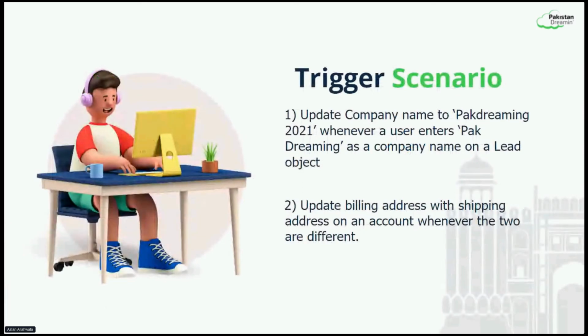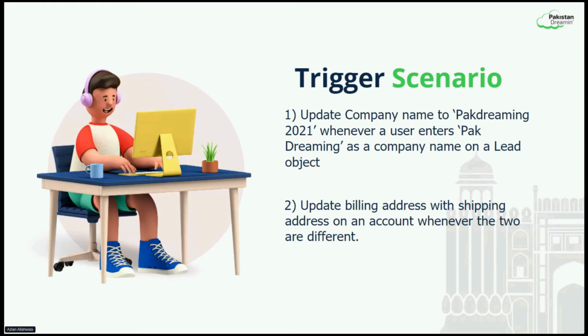For the first scenario, we are updating a company name. Whenever a user inputs a company name on a lead object as Spark Dreaming, then basically we have a trigger that updates it to Spark Dreaming 2021 on the lead object. So we'll look into it. And for the first trigger, I have gone with option one.